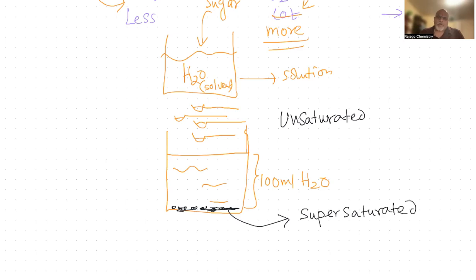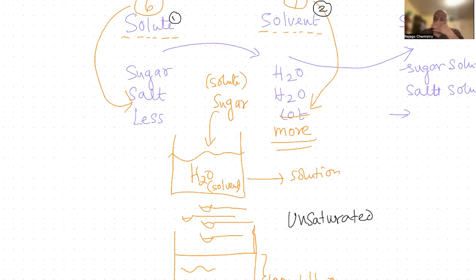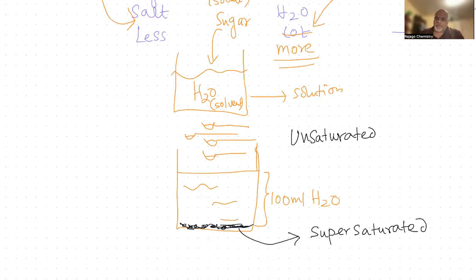It's already saturated. All the water molecules are already connected, and enough sugar is already there. And then it started depositing at the bottom. Then it has become supersaturated. So this is very important. We have so many vocabulary words here. The first one is solute, solvent, solution. Now you have unsaturated, you have supersaturated.